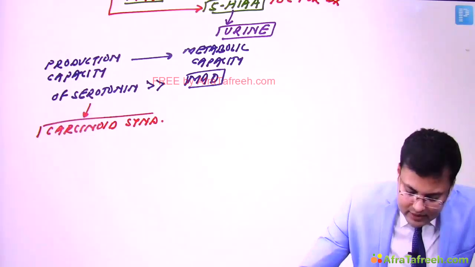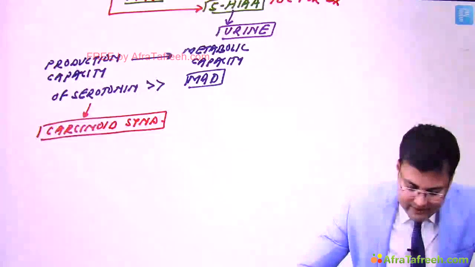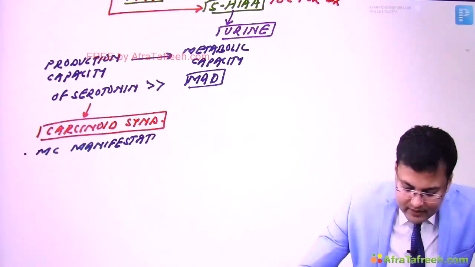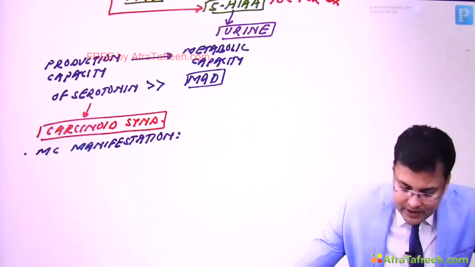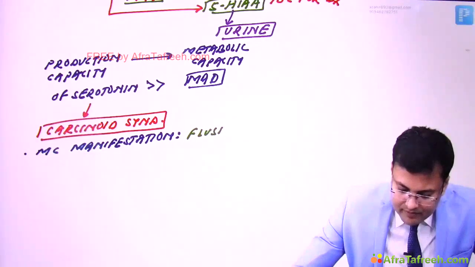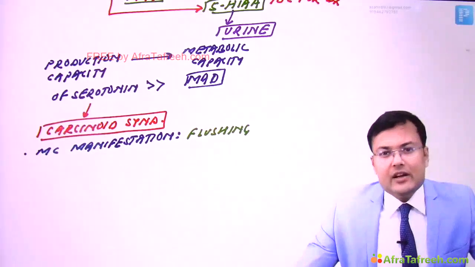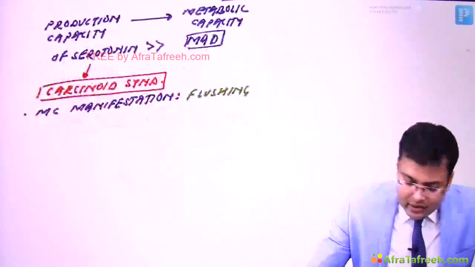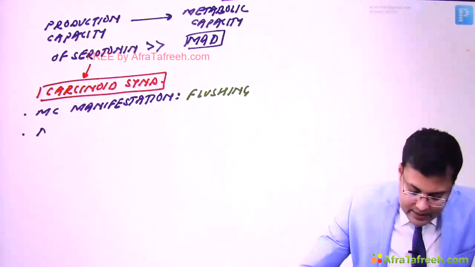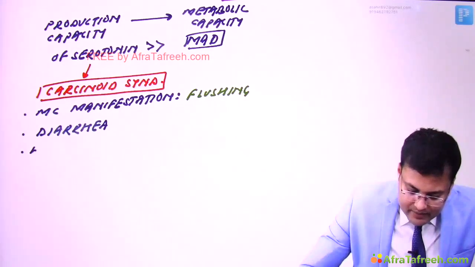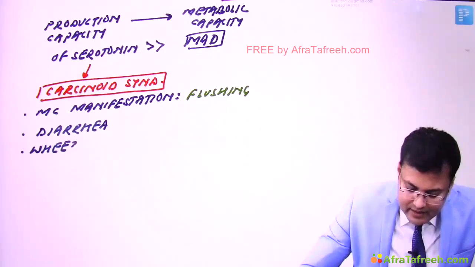Clear? Now see what is the most common manifestation of carcinoid syndrome. The most common manifestation is flushing. What are the other manifestations? They can be wheezing, bronchospasm, diarrhea. So other manifestations are diarrhea, wheezing, and bronchospasm.